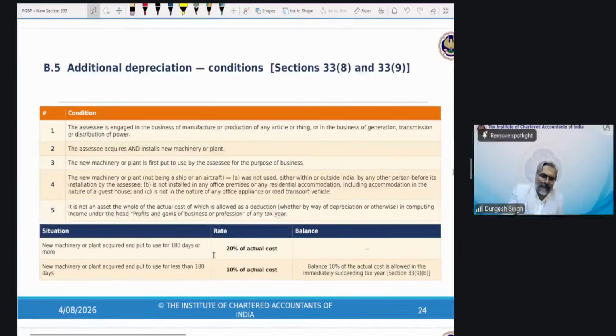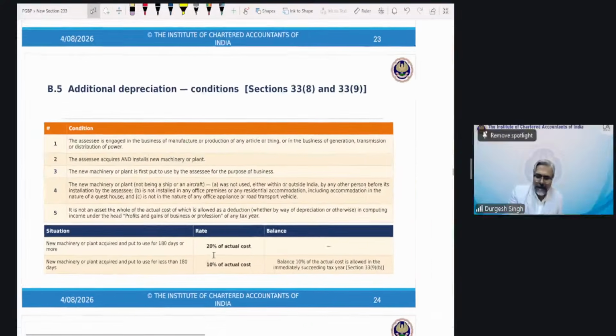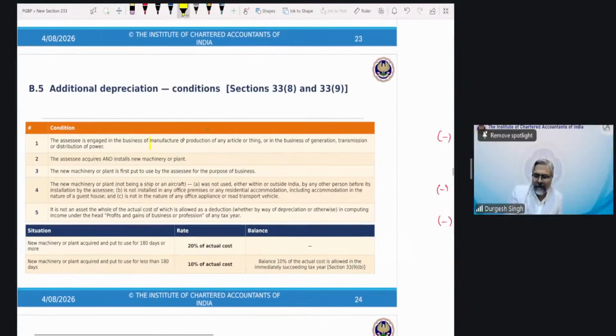Now, this SSC is engaged in the business of manufacture. So if a chartered accountant in practice has purchased a new plant and machinery, will he be eligible? Answer is no. Why? Only for business of manufacture, or in the business of generation, transmission, or distribution of power. Be careful, students, over here.